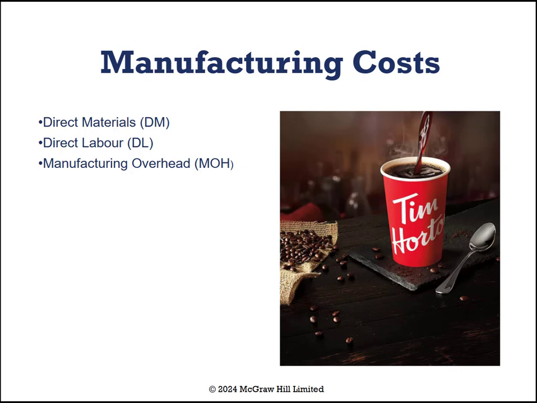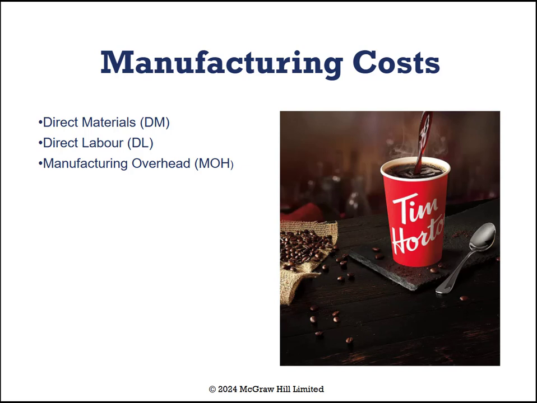Okay, so if it has to do with the product, but it's not easily traceable, that is, it's a direct material that's not easily traceable, like a receipt, or it's labor that is not easily traceable to the cup of coffee, for example, the cashier, we're going to put it into the manufacturing overhead bucket. Manufacturing overhead, by definition, are all the costs of manufacturing other than direct materials and direct labor, so it's kind of like our other bucket, that includes indirect materials, indirect labor.